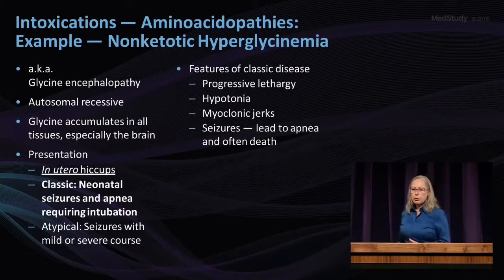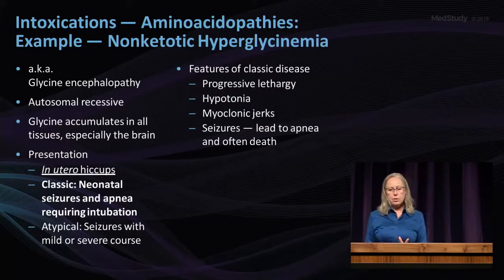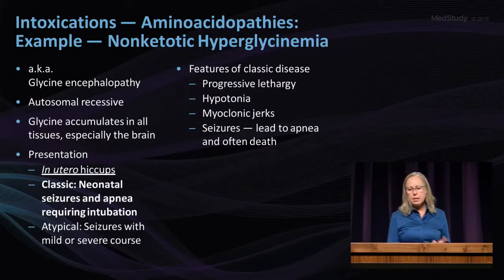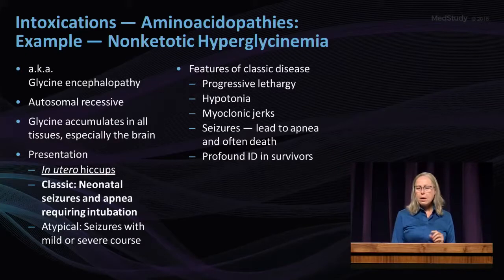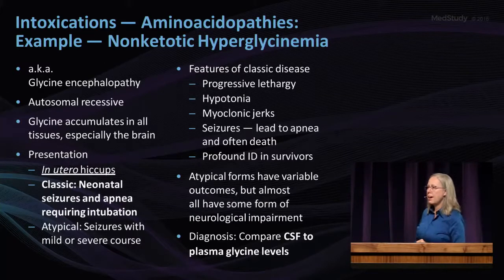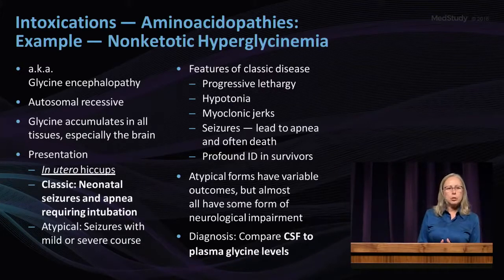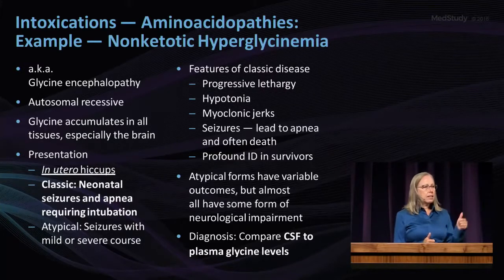So progressive lethargy, hypotonia, myoclonic jerks, and seizures, and if unrecognized, leads to apnea and death. In those children who do survive, there's profound intellectual disability. The atypical forms have variable outcomes, but they all have some form of neurologic impairment. And the way you make the diagnosis is getting paired CSF and plasma amino acids and looking for enrichment of the glycine in the CSF space.